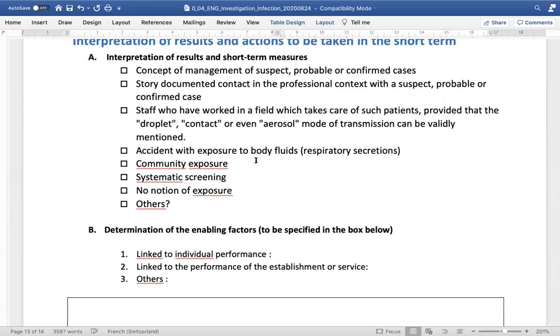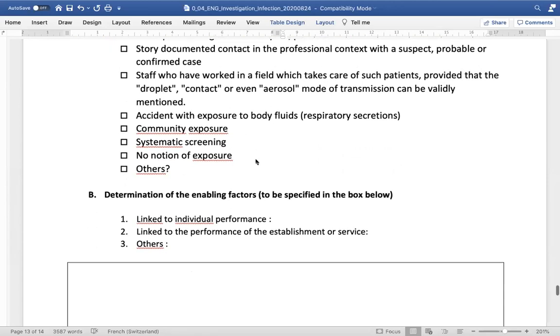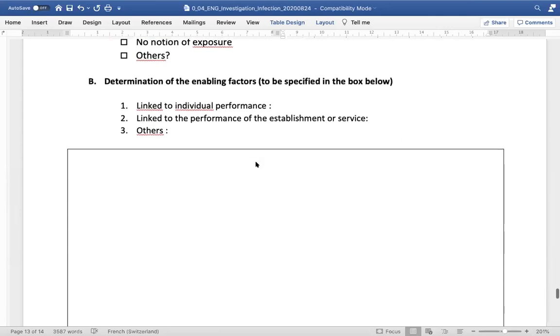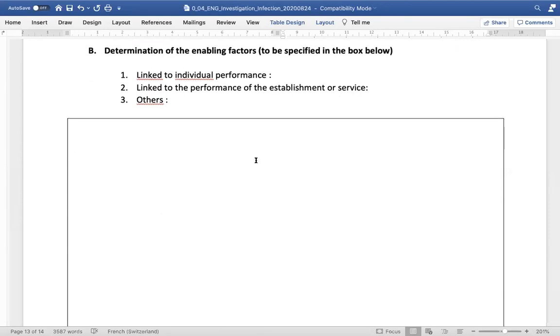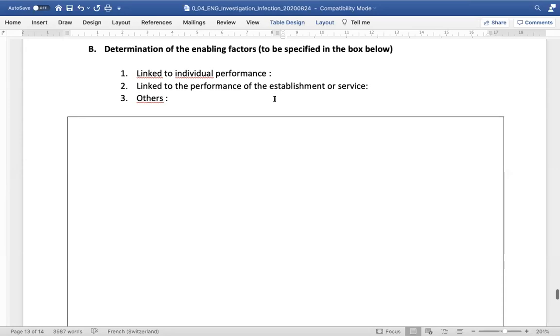The B section helps to determine the enabling factors in the health facility that can help you in the management of the case. It also helps you to link individuals to performance measurement activities in the health facility, both individual and health facility wide, and also to link performance to established service charters and others that we have. Can we move on?